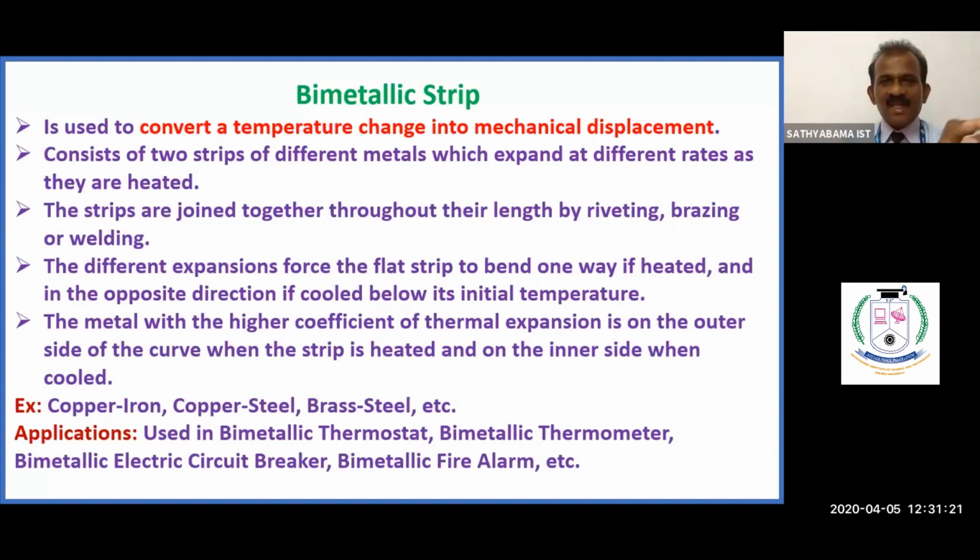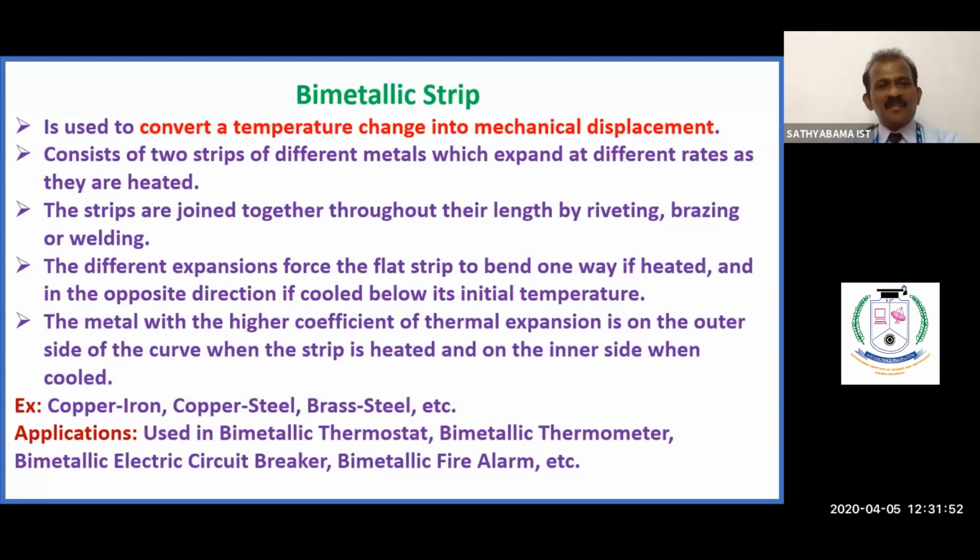Here, the bimetallic strip, that is two metal strips. With the help of the two metal strips, we are having that device. It is used to convert a temperature change into mechanical displacement. So here we are getting the mechanical displacement. That means during thermal expansion, we are getting linear changes, mostly del L. We are using that del L in a useful way.